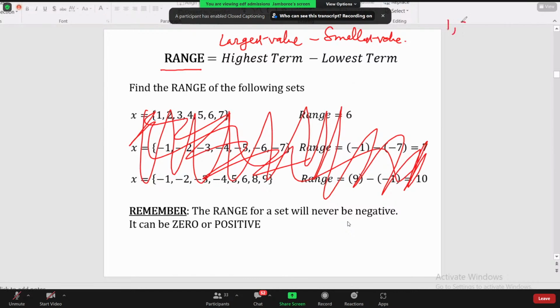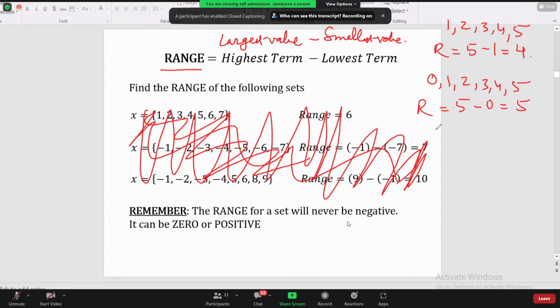Now let's say the series goes 1, 2, 3, 4, 5. In this regard, the range of the series will be simply the largest value minus the smallest value. 5 minus 1 will make it 4 as the range. Similarly, let's say the series goes 0, 1, 2, 3, 4, 5. Now the range value of the series will be 5 minus 0, which will turn out to be 5. Let's say the series goes minus 1, 0, 1, 2, 3, 4, 5.